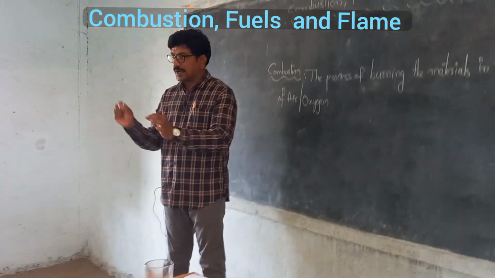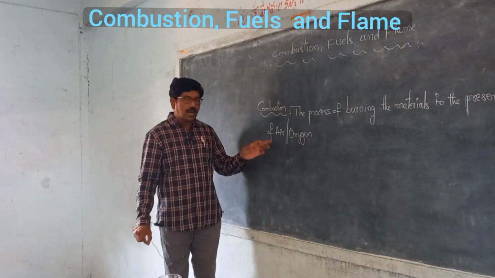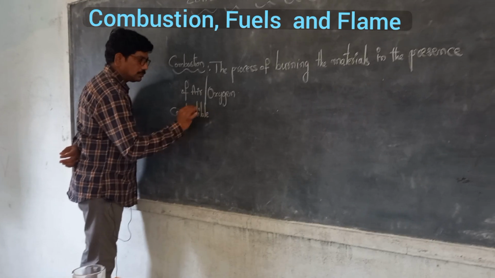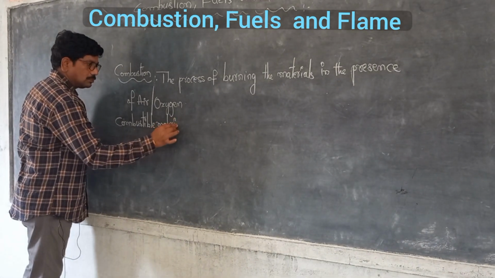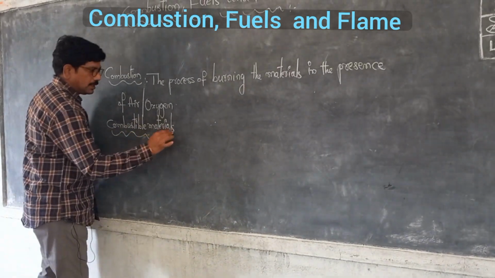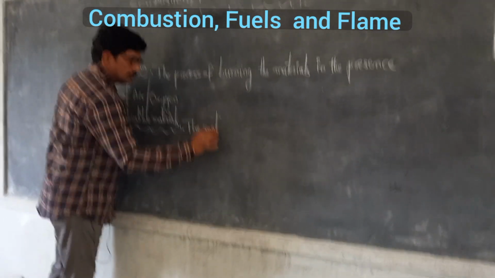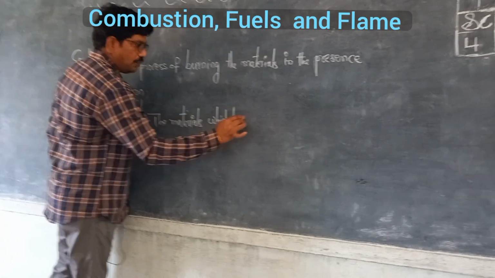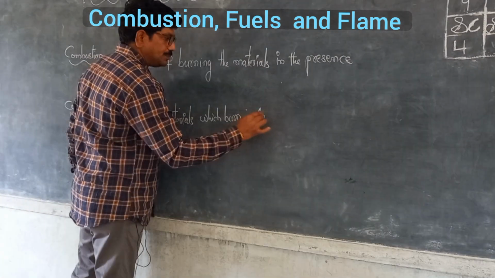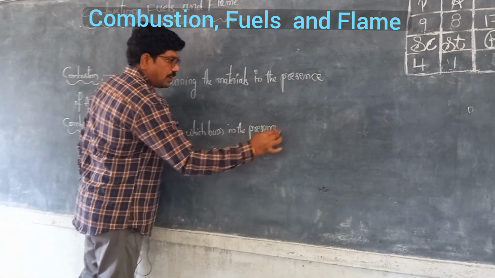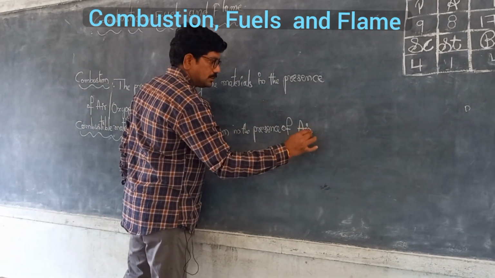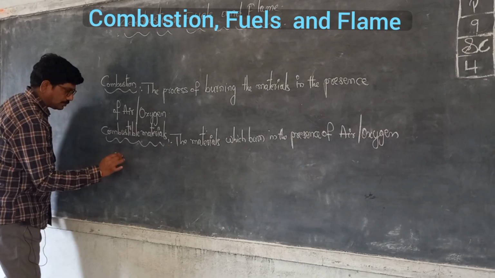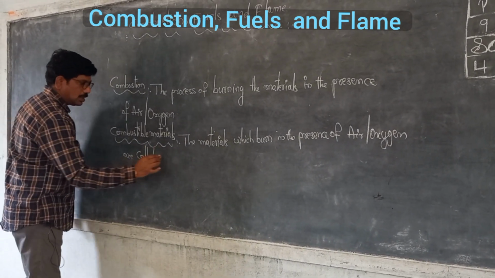So the materials which burn in the presence of oxygen or air are known as combustible materials. What we call them? Combustible materials. The materials which burn in the presence of air, which consists of oxygen, are called combustible materials.